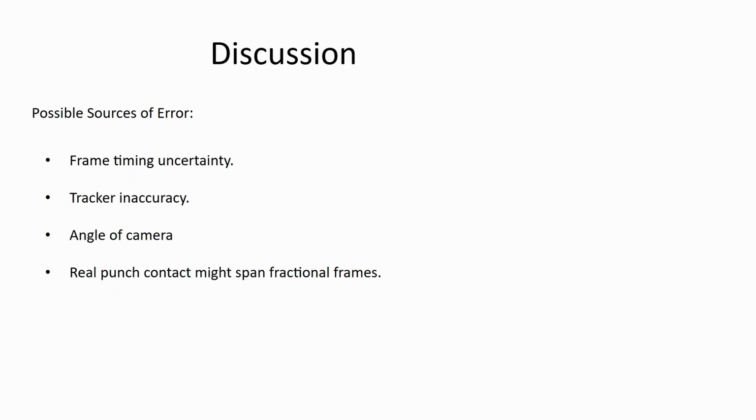There are several possible sources of error. One is that the frame timing isn't perfectly precise. The tracker point selection may vary slightly. The camera angles introduce distortion, which means that the calibration stick to measure the distance of Superman and his clone isn't perfectly accurate. And because the movie was filmed in 24 frames per second, the actual punch may only be a fraction of that, but we can't tell because it wasn't filmed in 60 or 120 frames per second.